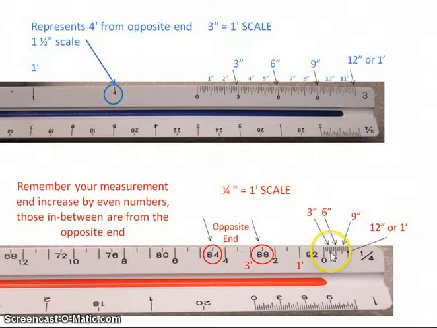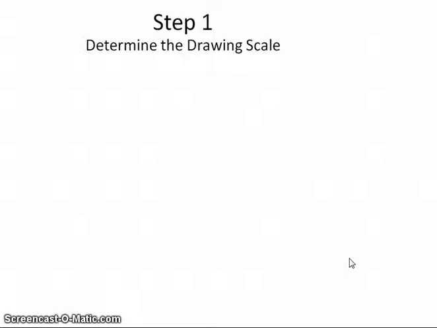Each individual dash on our 1/4 scale now equals 1 whole inch. So the ones in between are going to be 1 inch and 2 inch. 3 inch, our larger one. 4, 5, 6, our larger line. 7, 8, 9, our larger line. 10, 11, and then finally ending with 12 inches or 1 foot.